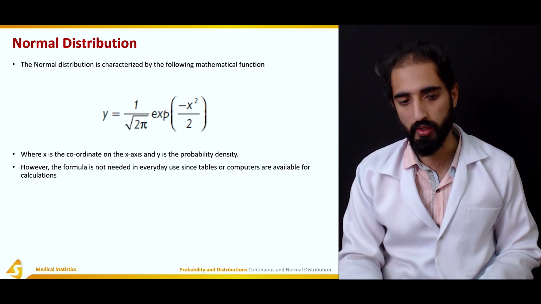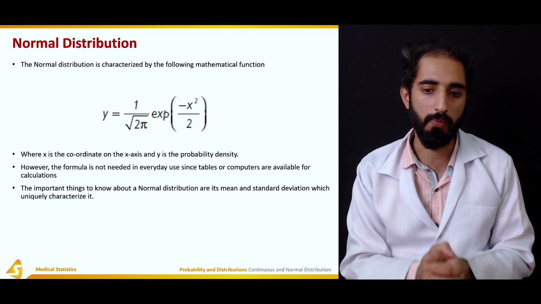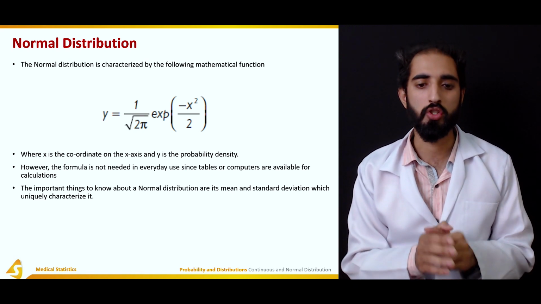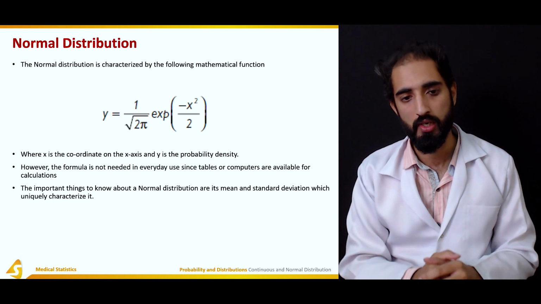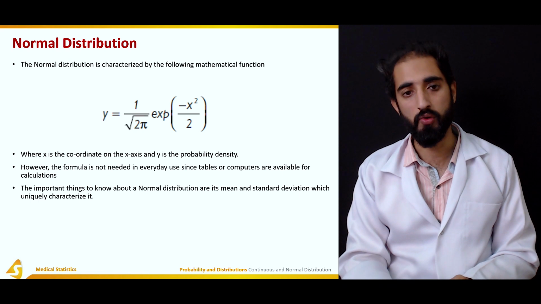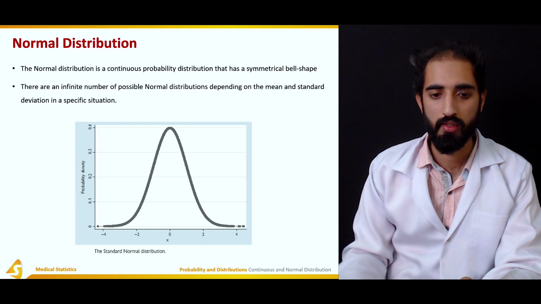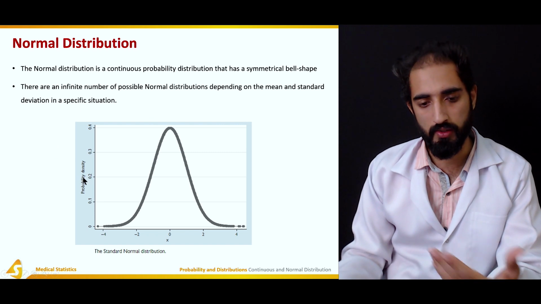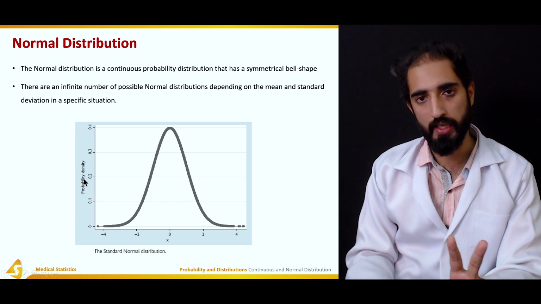The important things to know about a normal distribution are its mean and standard deviation, which uniquely characterize it. So it is the thing on which the normal distribution actually depends, as you can see here. So this is the probability density, this is the standard normal distribution, and it depends on mean and standard deviation.